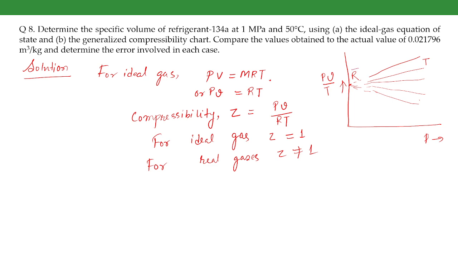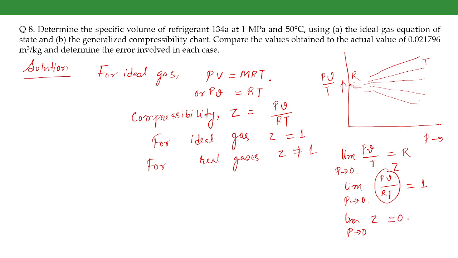So this R value is called the universal gas constant, that is 8.314 kilojoule per kilomole Kelvin. This is how we get it. So we can write that limit of pressure tends to 0, PV by T tends to R, or limit of pressure tends to 0, PV by RT, this value is Z, is equal to 1. So as pressure tends to 0, Z tends to 1.